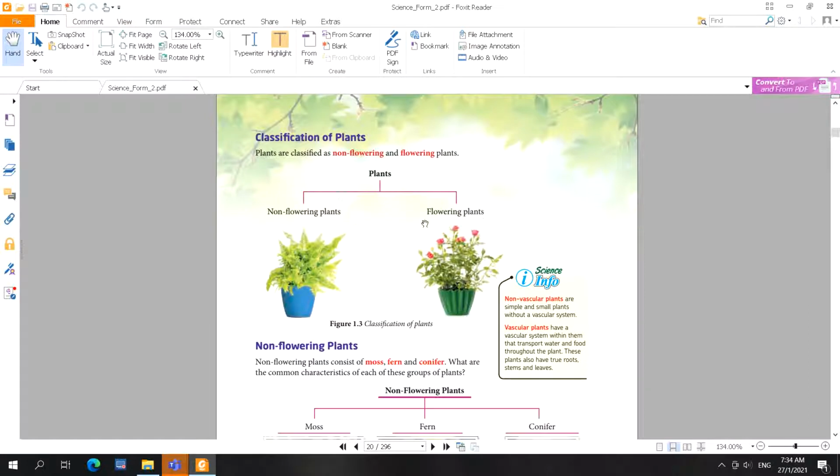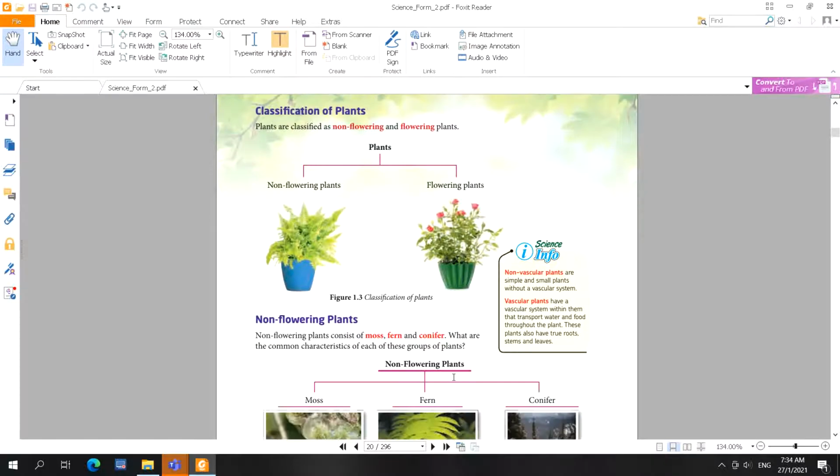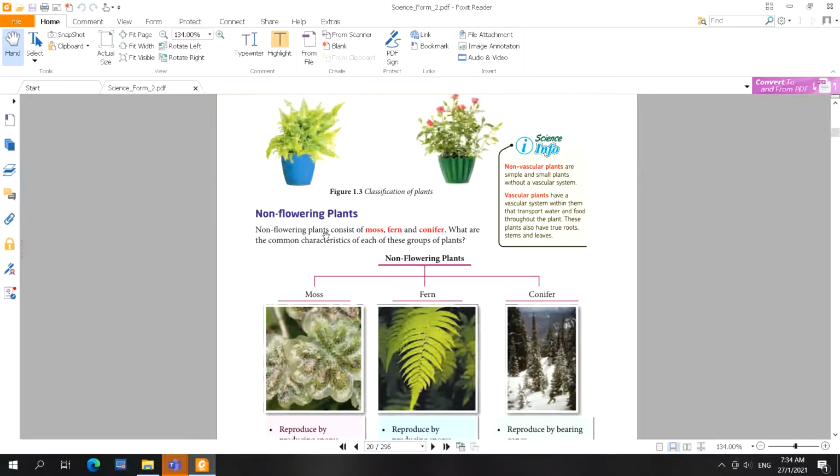Today we continue our lesson on chapter 1. Today we will learn about classification of plants. Plants are classified into two groups: non-flowering and flowering plants. Non-flowering plants can be classified into three groups.